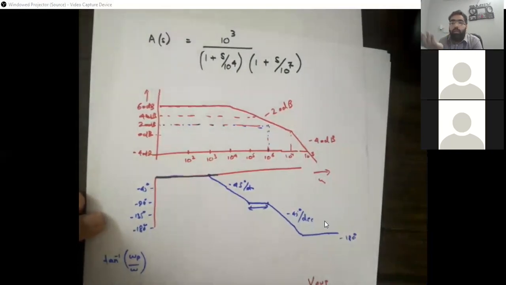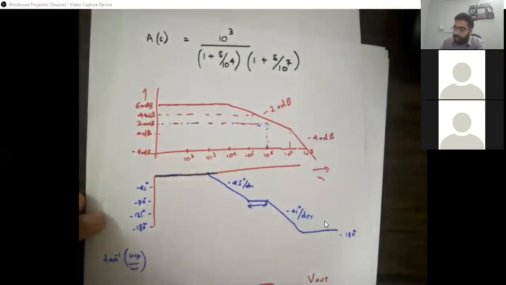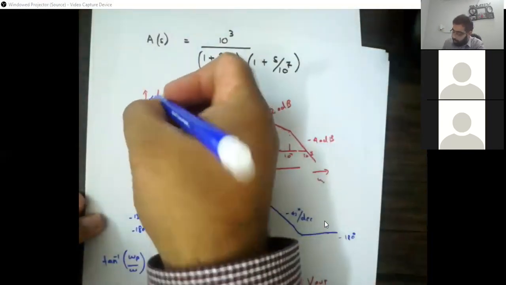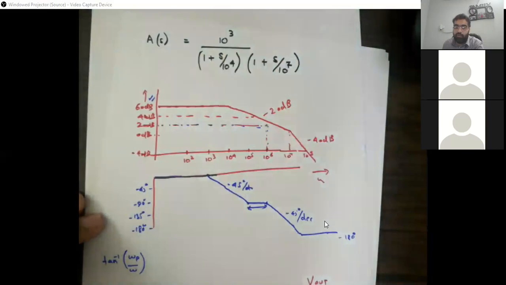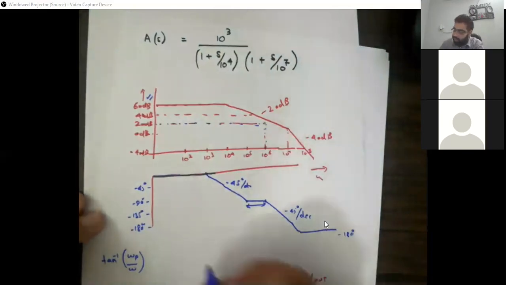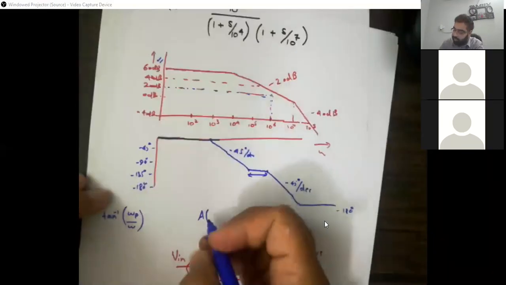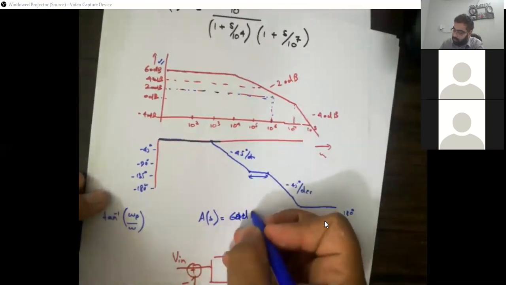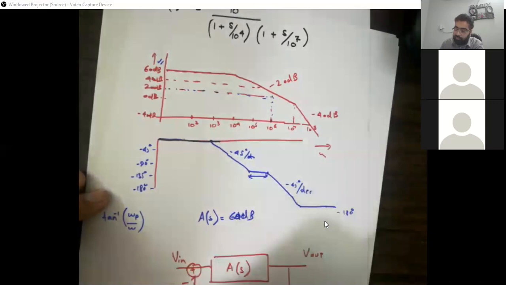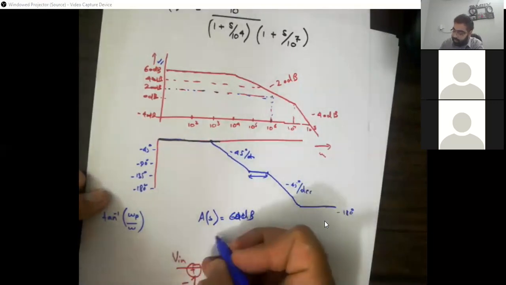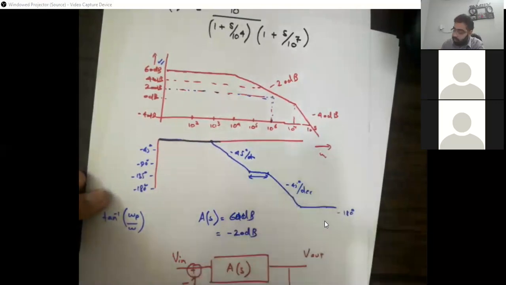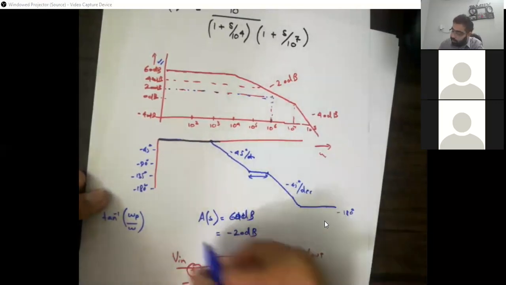Another way you can find the loop gain. Loop gain क्या होगा मेरे पास? This is 60 dB. और अब जो A of S का DC वैल्यू पे वैल्यू क्या थी? That is 60 dB. और आपके पास feedback gain कितना है? That is -20 dB. 1 over 10, right? -20 dB. तो overall आपके पास loop gain क्या होगा?